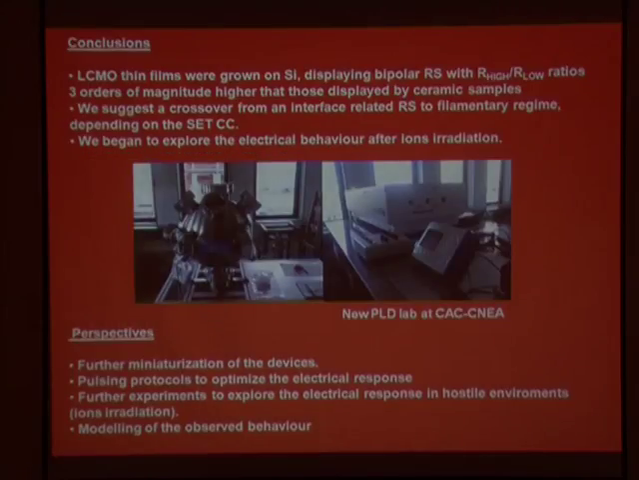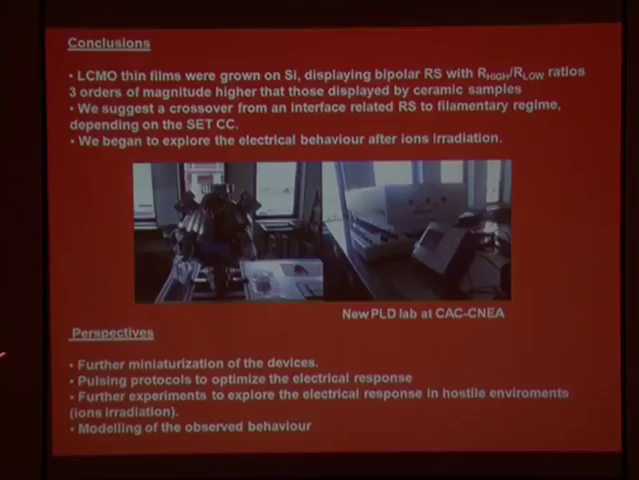So, as a conclusion, we have grown lanthanum calcium manganite thin films displaying resistive switching behavior. We have found a figure of area high, area low ratio of up to 3 orders of magnitude higher than those displayed by ceramic samples. We suggest a crossover from an interface-related resistive switching to a filamentary regime, depending on the set complex current, and we began to explore the electrical behavior after ion irradiation.